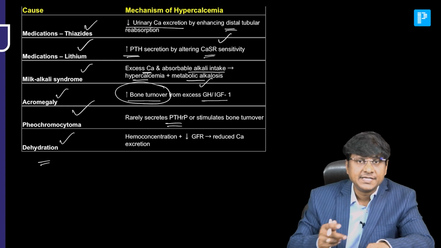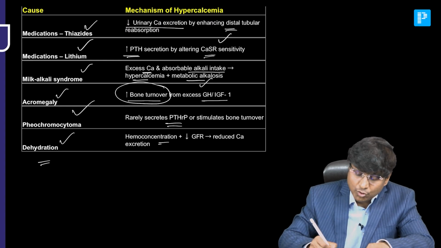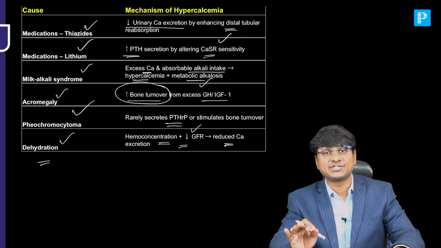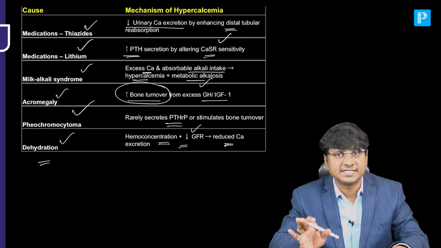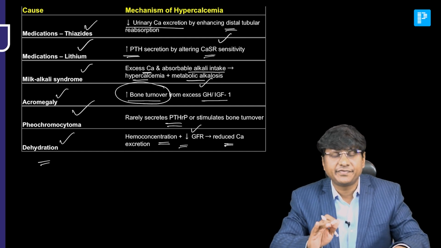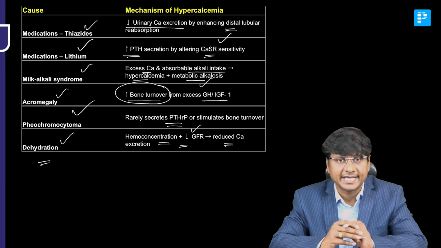Next is dehydration. In case of dehydration, there will be hemoconcentration, there will be a decrease in the GFR, and this will reduce the calcium excretion, and that will result in hypercalcemia. So these are all the various causes of hypercalcemia and their respective mechanisms.